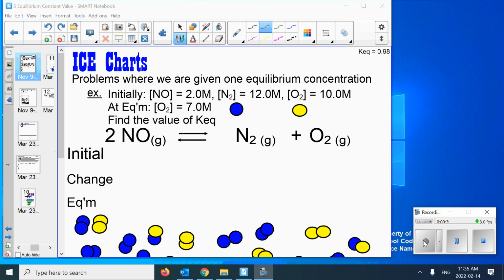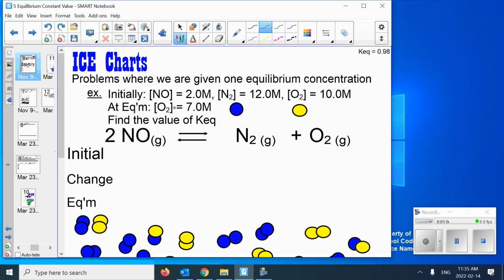Now here's our given information. Initially, we have NO given, 2 moles per liter. N2 we're given 12, O2 we're given 10. At equilibrium then, we're given oxygen only 7. We've got to find the value of the K here.